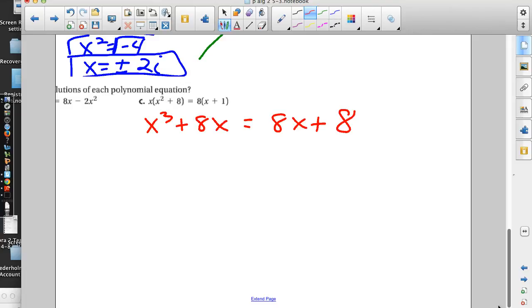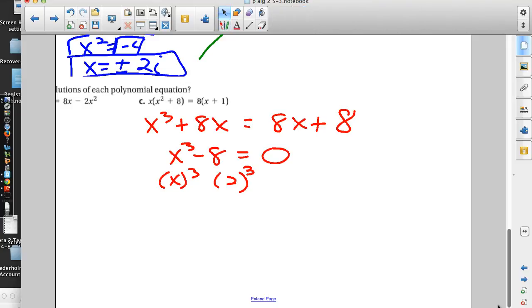Now what do we do? Move it over. Anybody concerned about the 8x dropping out? No, once you get it over there, you see, right? Greatest common factor? No. What did your mind go to right away when you saw this? Difference of two cubes, exactly. This is x cubed and this is 2 cubed. So now we just have to remember the formula.